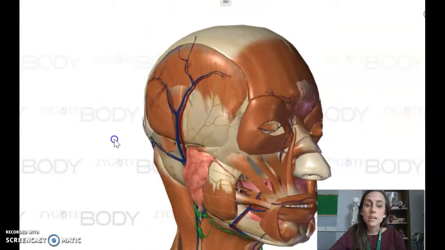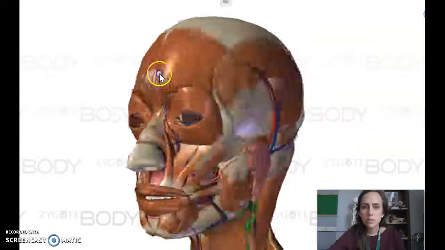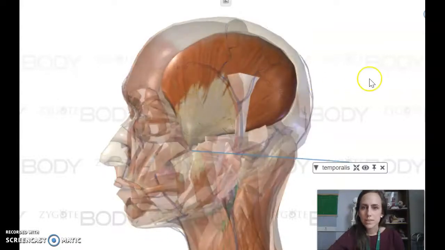Next is the Temporalis muscle. It sits over top of the temporal bone. So you can see why it's important to know where the bones are.